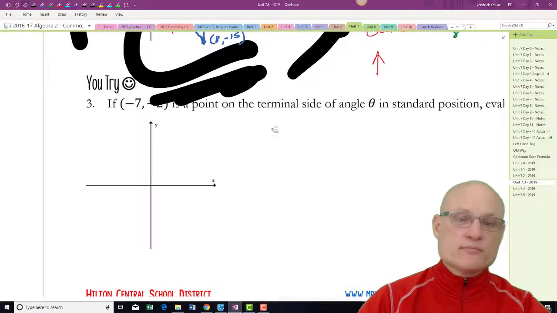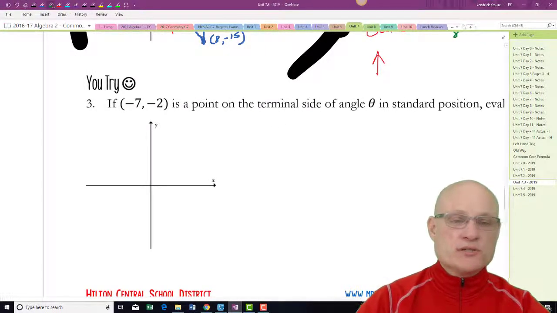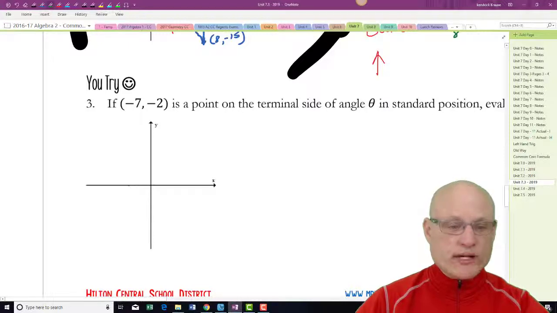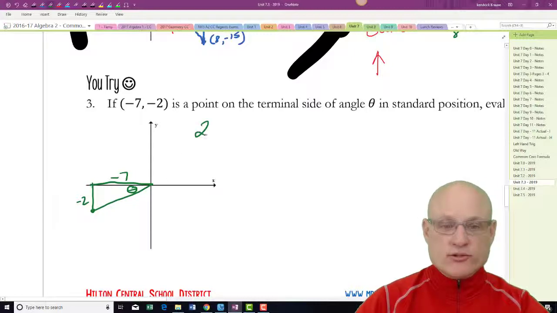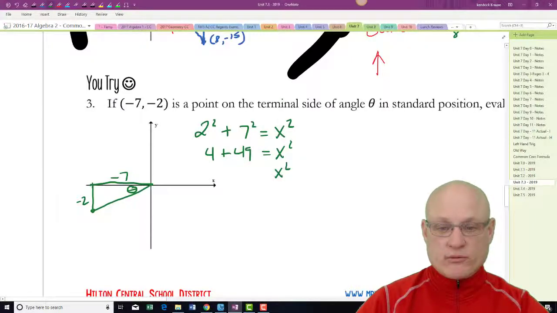We got to erase. So, let's get going. Negative 7, negative 2. Negative 7, negative 7. Down 2, negative 2. And there's my triangle. Remember, the triangle has to be made with the x-axis, and there's theta. All right, 2 squared plus 7 squared equals x squared equals 4 plus 49, x squared equals 53. Crap, x equals the square root of 53.